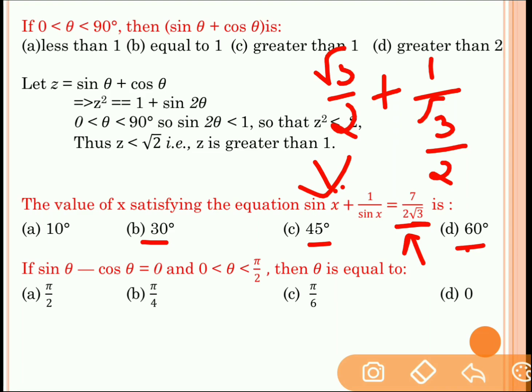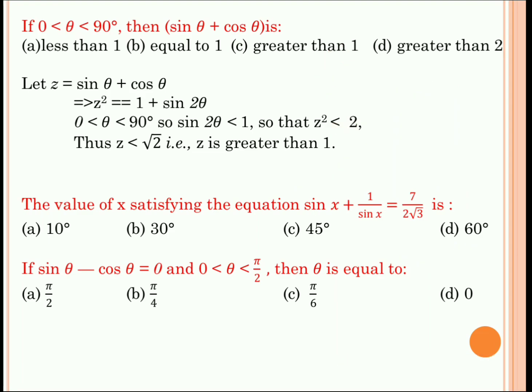Next question, if sin theta minus cos theta is equal to 0 and theta is between 0 to 90 degree, find the value of theta. Now in this question also the standard angles are given, that is pi by 2, pi by 4, pi by 6 and 0. So simply you can go through these options and check for which value you are getting sin theta minus cos theta is equal to 0.